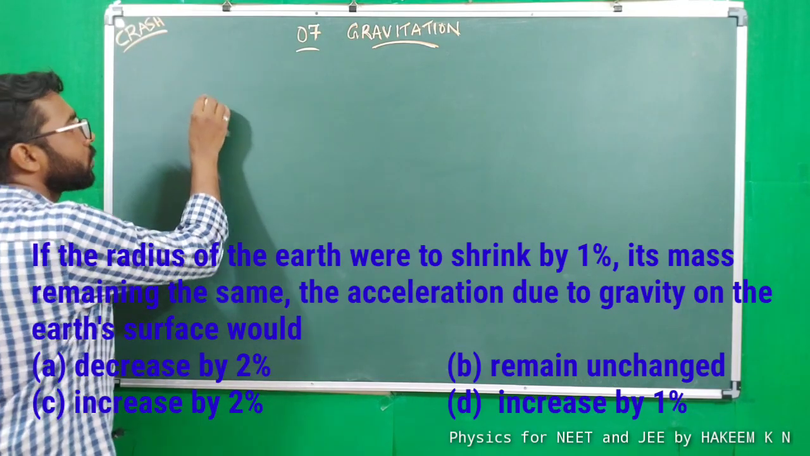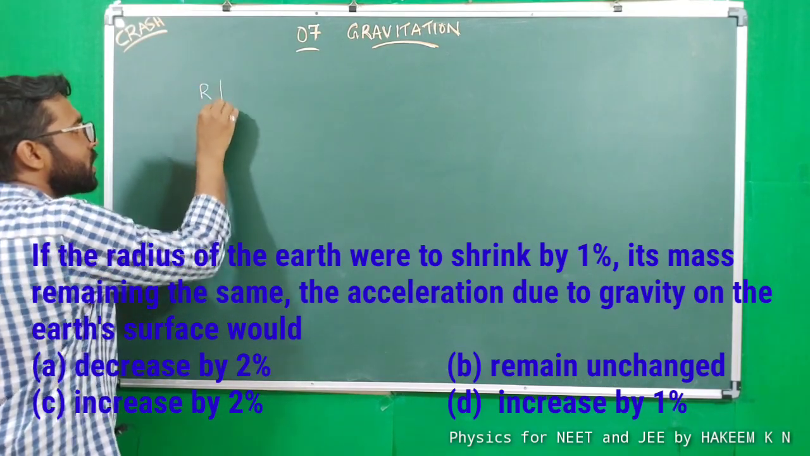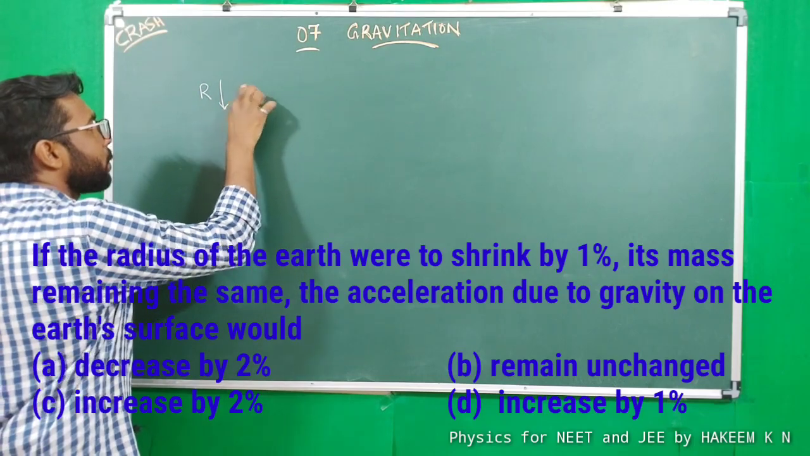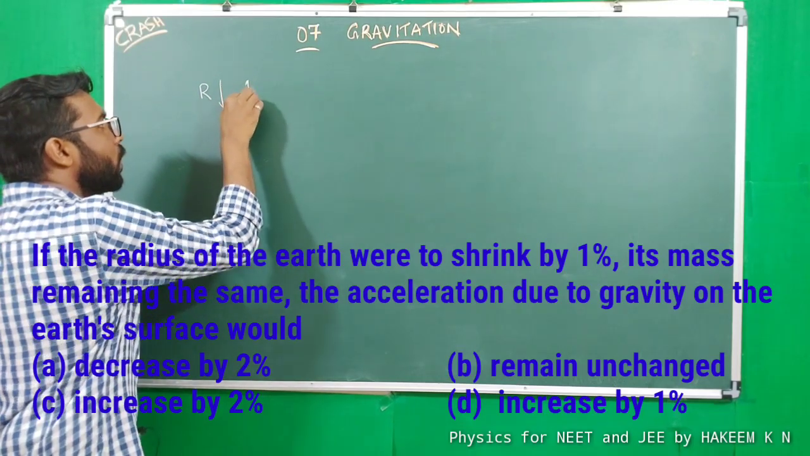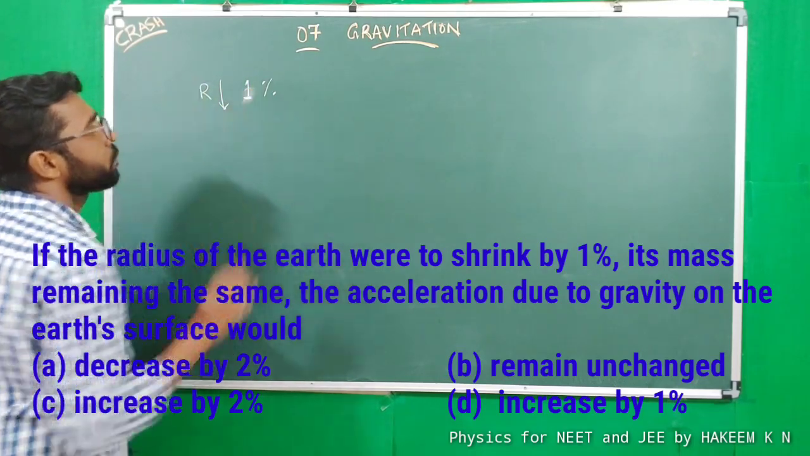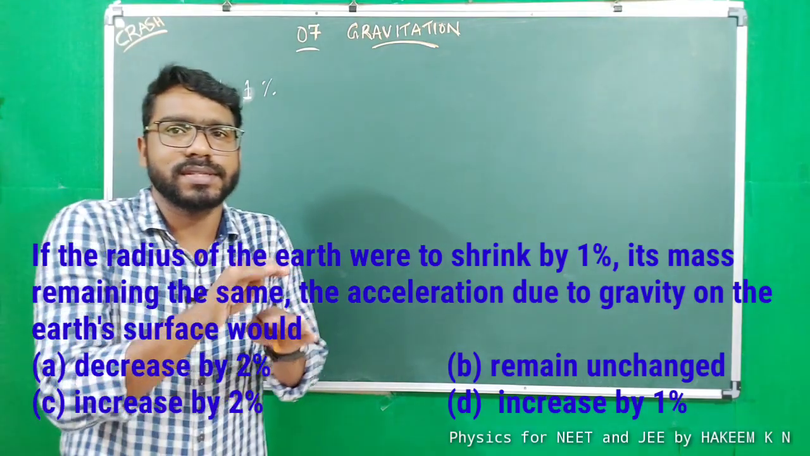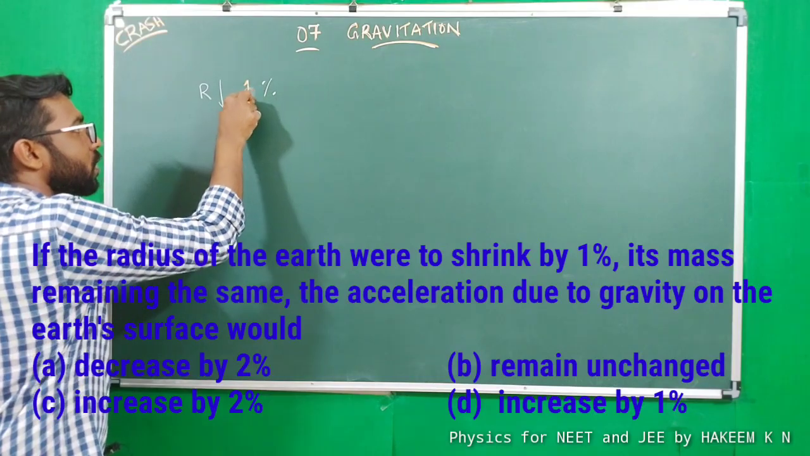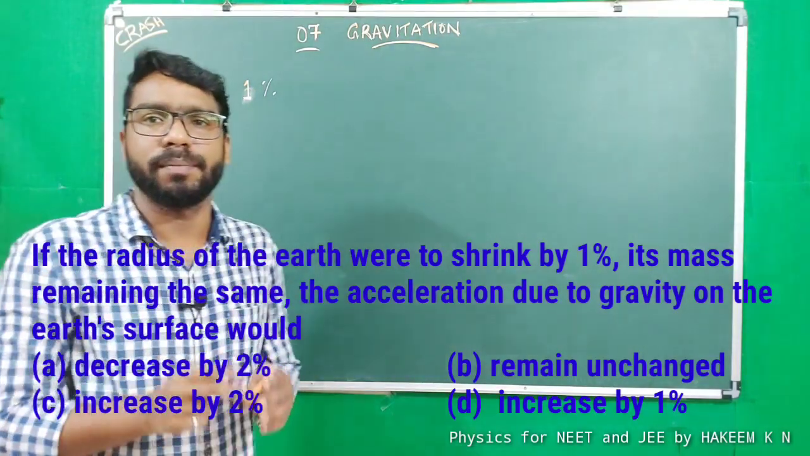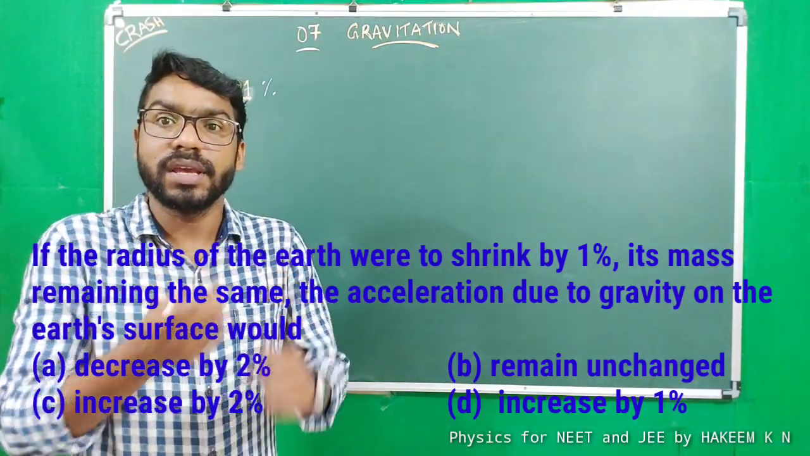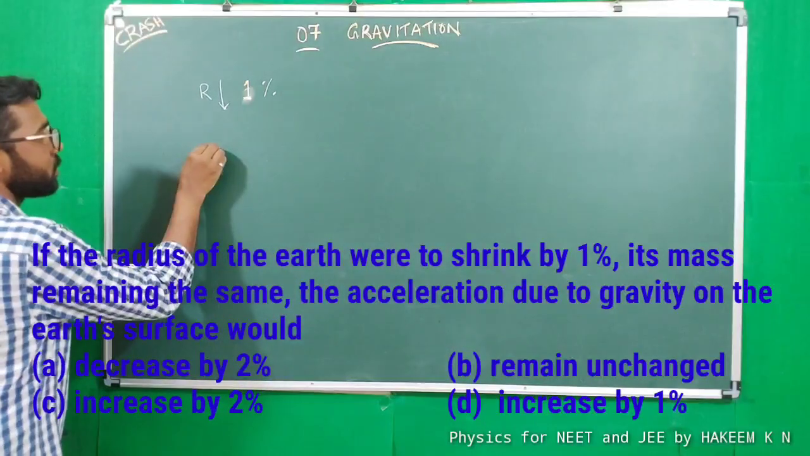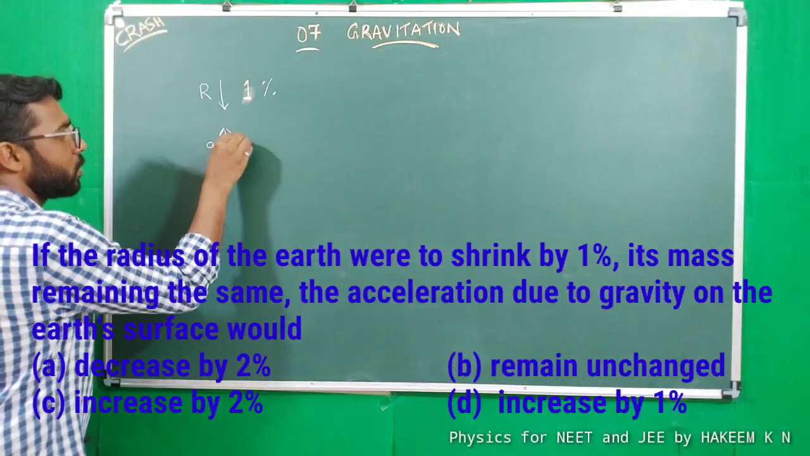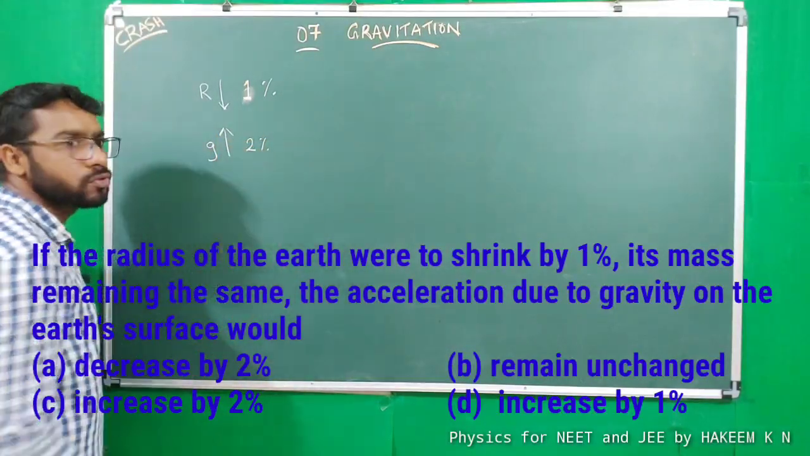Here, the radius decreases by 1%. If the radius decreases and the mass remains the same, mass does not change, right? So what happens? g increases. g increases. How many percent? We can say it is 2%.